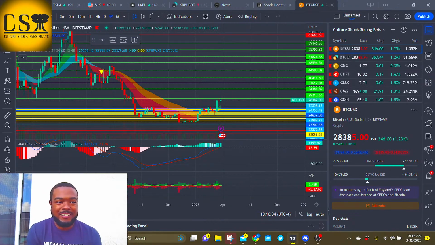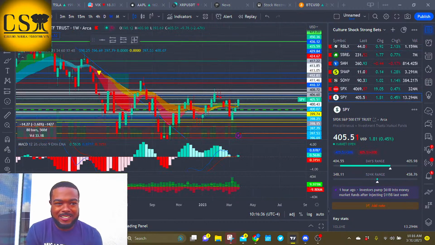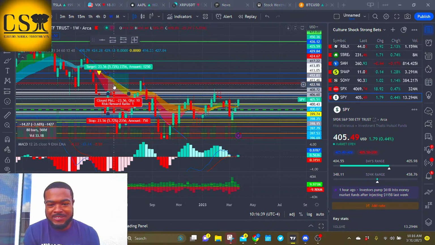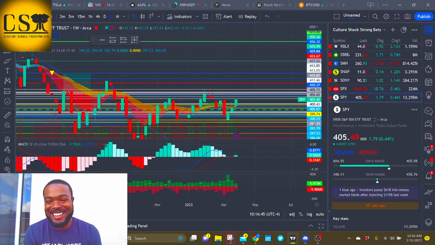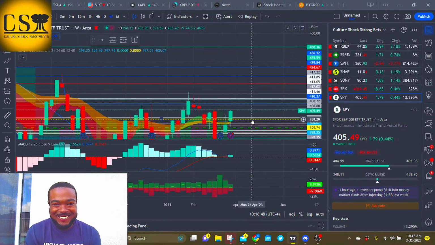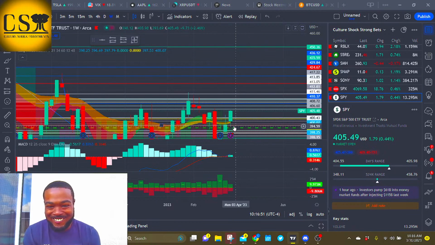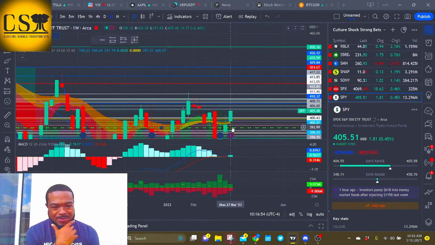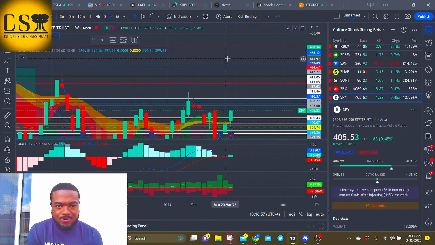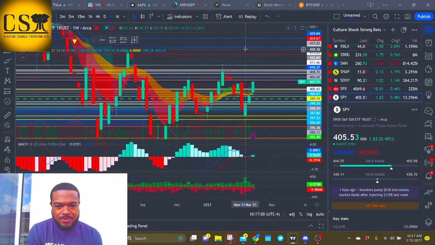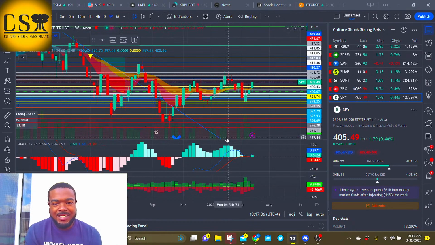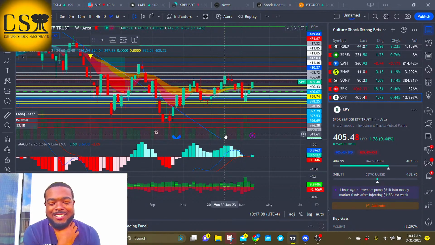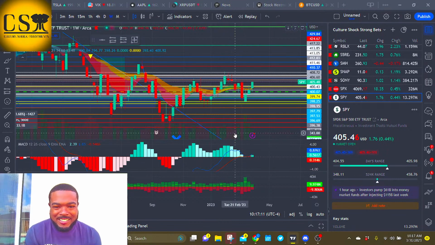But the pullback, it's pulling back, right? Well, it's at 405. Oh yeah, it's just sitting there. I have a level. Let's see. Yeah, we're stuck at 405.48. I've got to look at volume. Let me look at volume on this breakout compared to the volume that we had on the pullback.